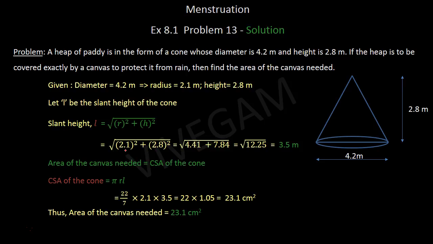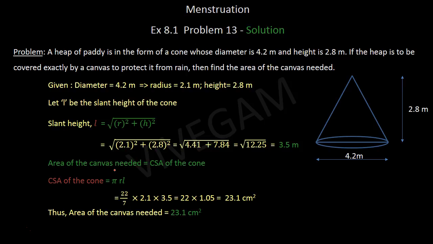That is root of 2.1 square. The radius is 2.1 here. Plus h square, that is 2.8 square. That is 4.41 plus 7.84. That is 12.25. That gives 3.5 meters as the slant height. Please try to do these calculations on your own.